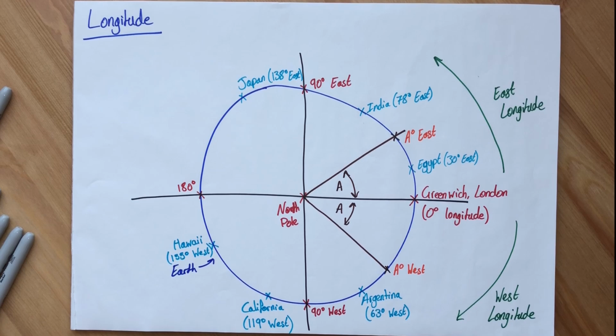Therefore, longitude is a measure of how far away we are from Greenwich. If we are on the other side of the world from Greenwich, somewhere in the Pacific Ocean, we're separated by a full 180 degrees.